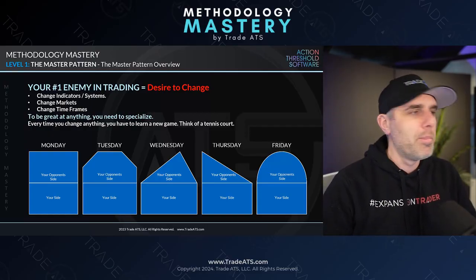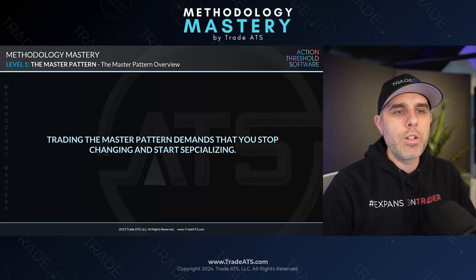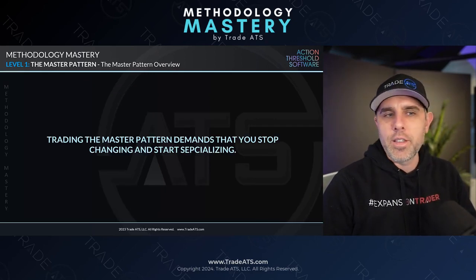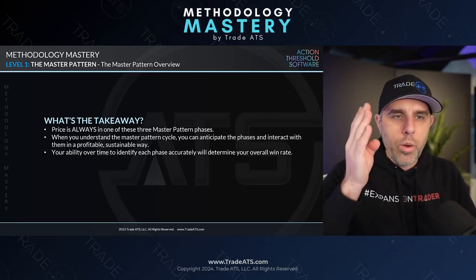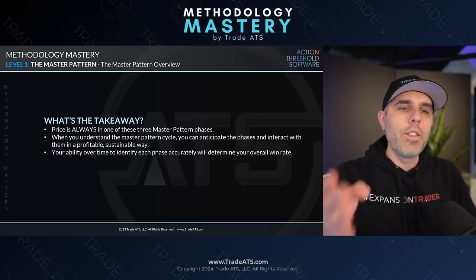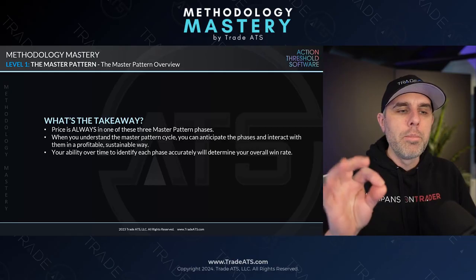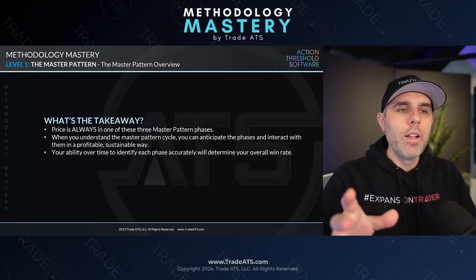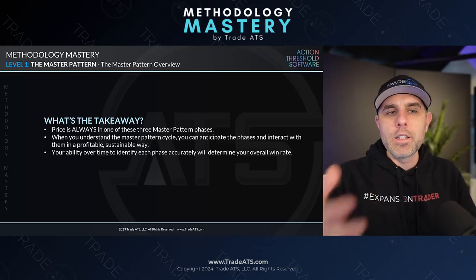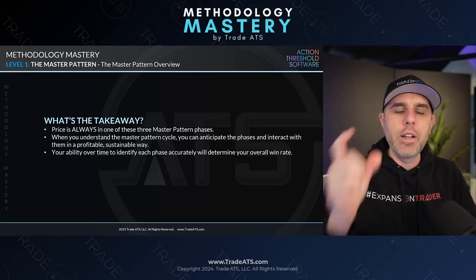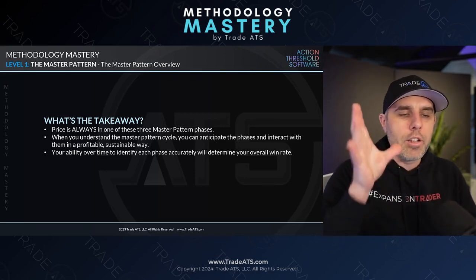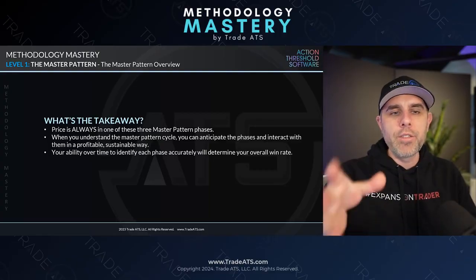All right, so I think I beat that horse enough. Trading the master pattern demands that you stop changing and start specializing. I think I've pretty much cemented that in. So what's the takeaway of this lesson? Price is always in one of these three master pattern phases. Again, you can always define whether you're in contraction or expansion, and then the trend is a little bit more difficult. But the essence of what we're doing here is not to try to find the trend, it's to trade in anticipation of the trend. So we do that by expertly navigating contraction and expansion. You want to study contraction and expansion more than the trend, and how to effectively navigate those phases.